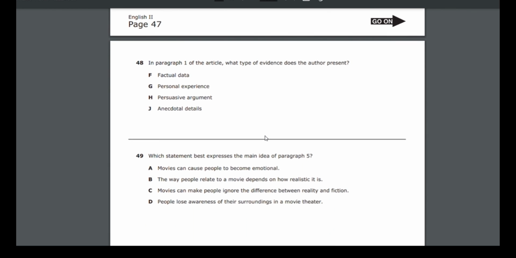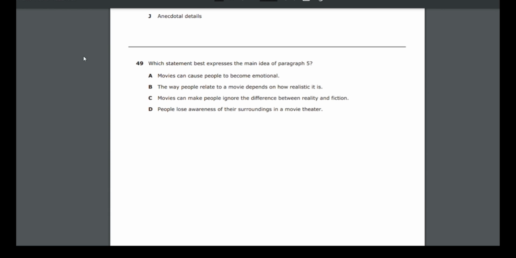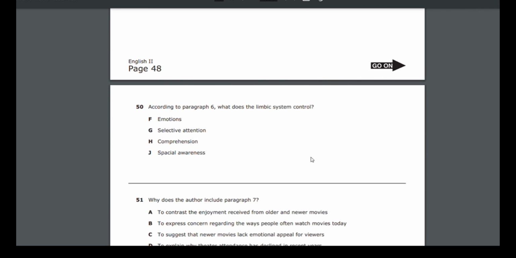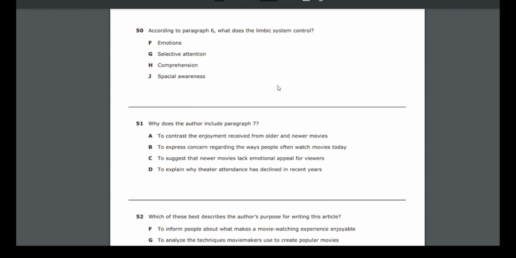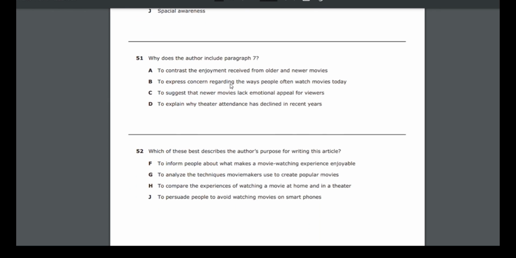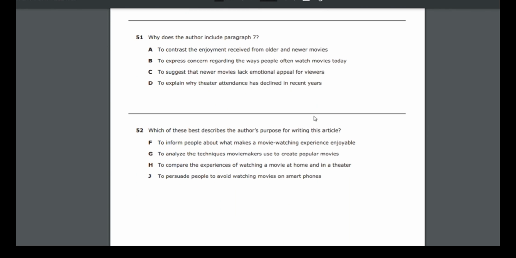So here we will actually have to read, but we're only going to read paragraph 1 because that's all this is concerned with. And then down here is paragraph 5. Here it says according to paragraph 6, we don't even have to go and read paragraph 6. We can just look up limbic system or limbic, and that'll let us know. We can read paragraph 7. Because we read 1 and 5, we will be able to understand why paragraph 7 is a best fit.